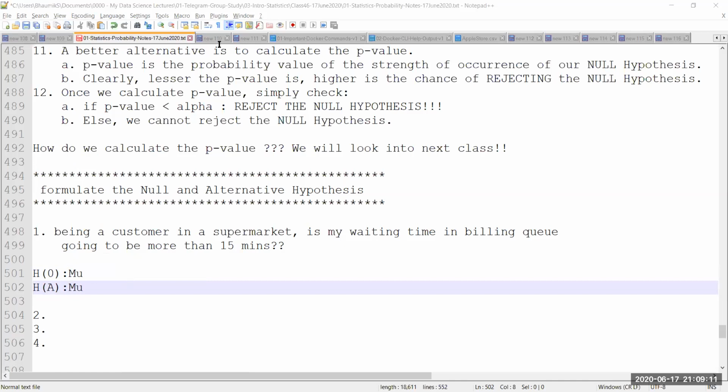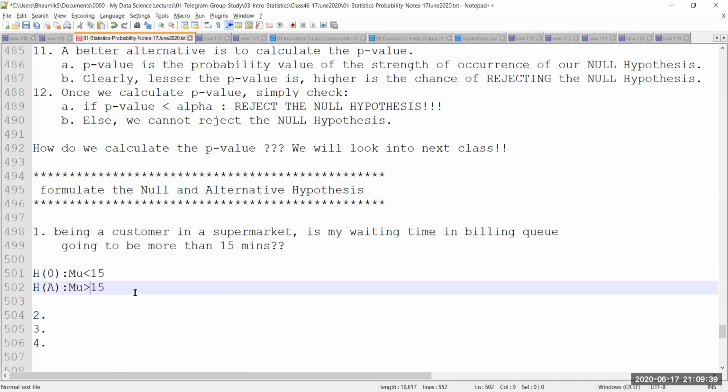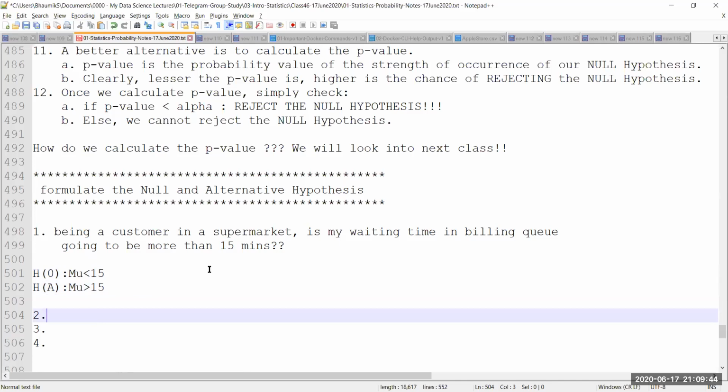Yeah, the null hypothesis will be that time will be less than 15 minutes. Okay, and the alternate is going to be greater than, right? Because this greater than should be equal, it should be either this or this, so any one of them is going to work. You are right, either it will be equal to here or equal to here. Let's take the second one.